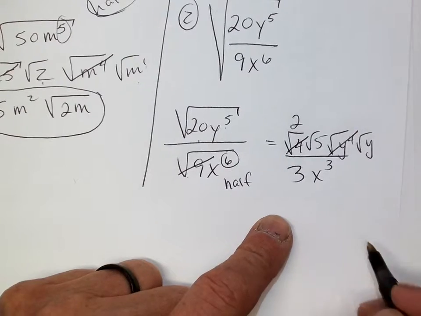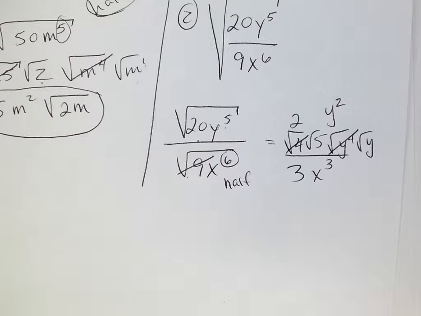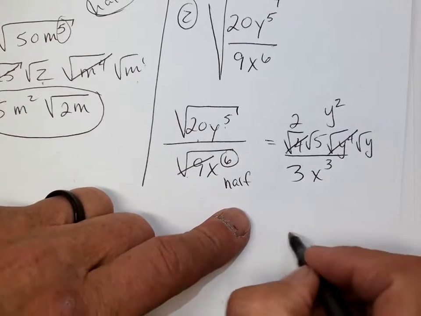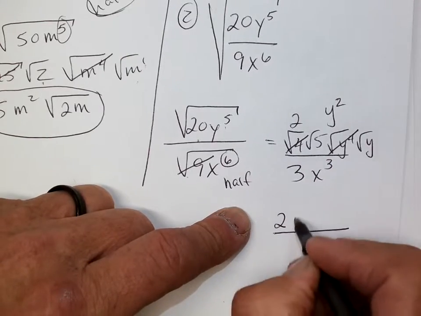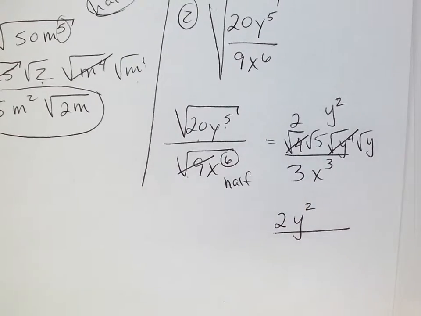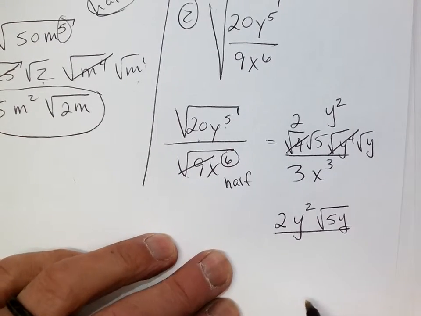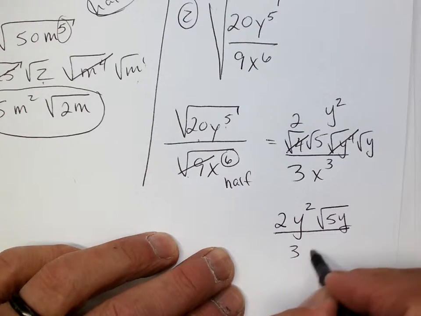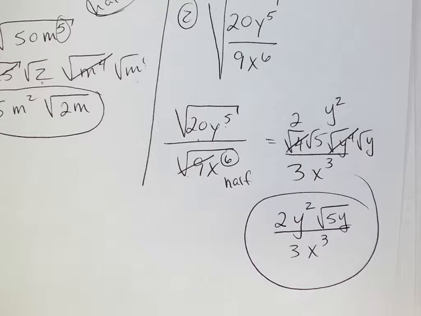I take half of that exponent and get a y to the 2. So it looks like a mess, but I'm done. I just have to tidy it up. On the top, in the numerator, I'll have a 2 on the outside and I'll have a y squared. Those two values are outside the square root, but the 5 and the y are still inside. And on the bottom, the denominator, I'll still have a 3x to the third. So I broke it down, found all of the perfect squares that could come out, took them out, and whatever was left stays inside the square root.